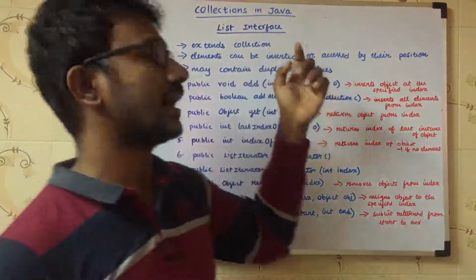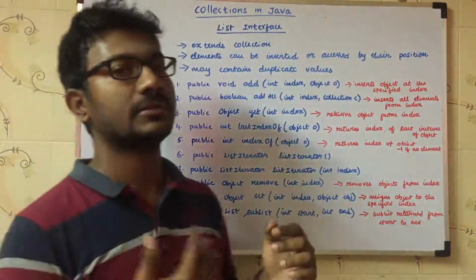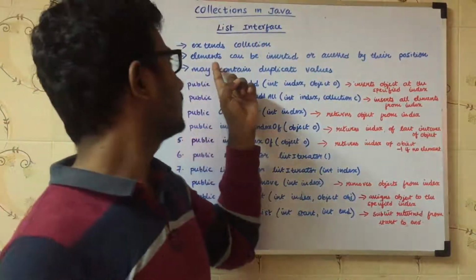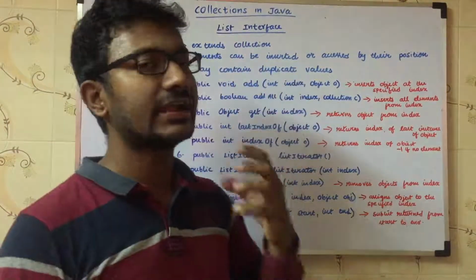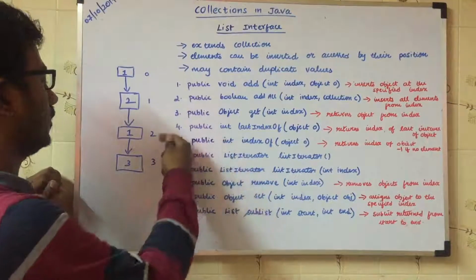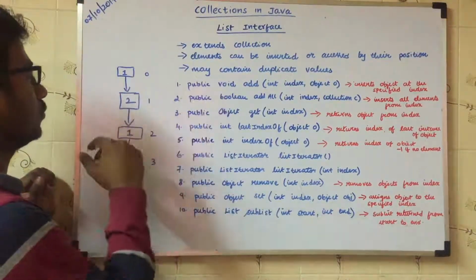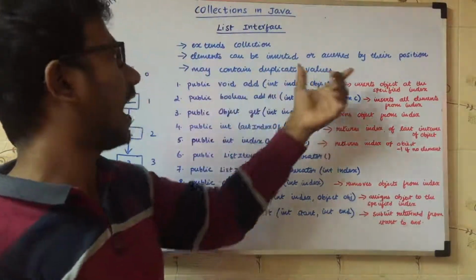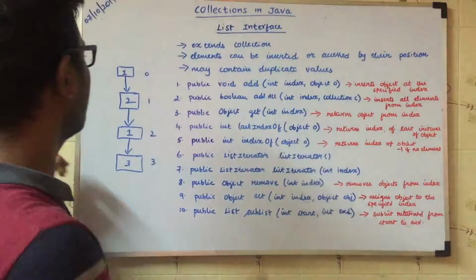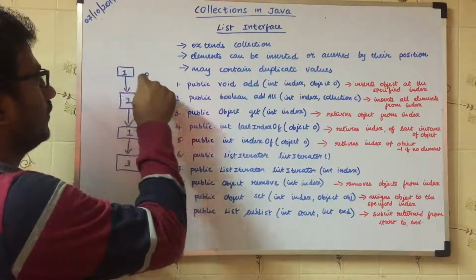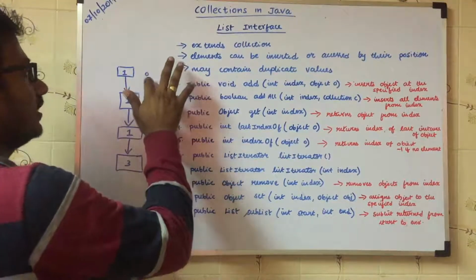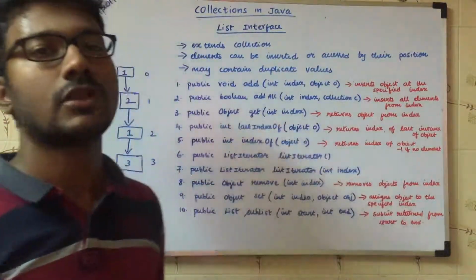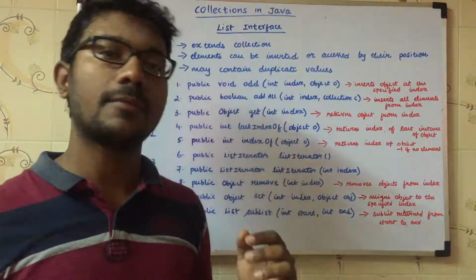It extends the collection interface, so the abstract methods present in the collection interface also move to the list interface. The basic definition of a list is that it can contain duplicate values. For example, 1, 2, 1, 3. Here 1 is repeated 2 times, so it can contain duplicate values. You can access the values by position, you can access the object using position. You can get the values from index 0, 1, 2, 3 and so on. This is the basic definition of the list. We'll talk more about ArrayList and LinkedList in the upcoming videos.